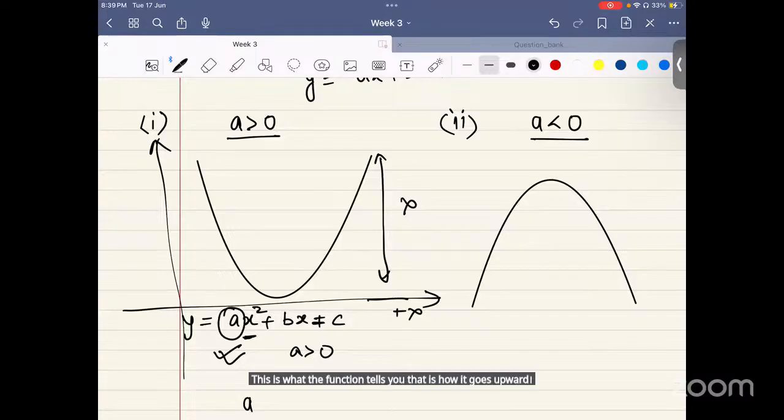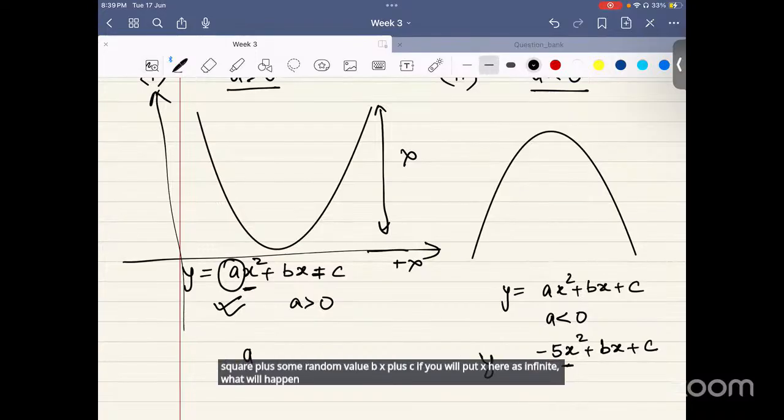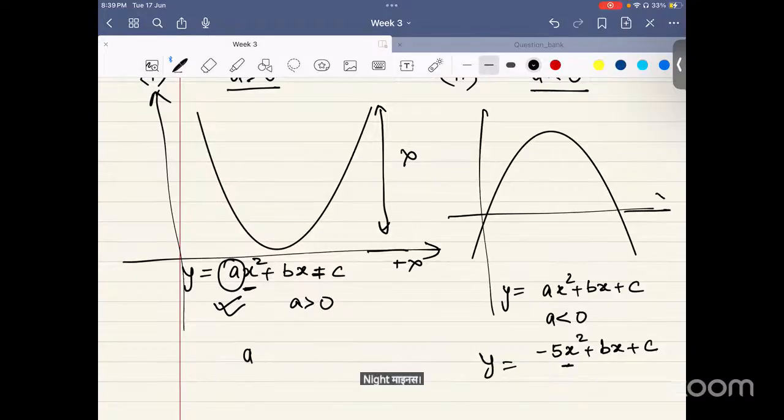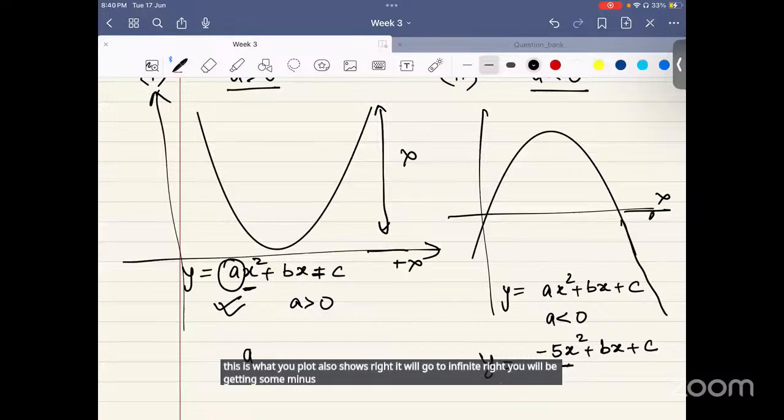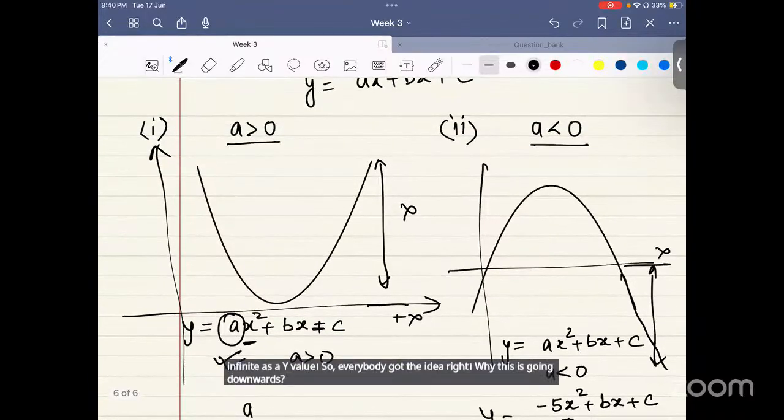If a was negative, let's say the function equals ax square plus bx plus c. Here a is negative, for example minus 5 x square plus some random value bx plus c. If you put x here as infinite, what will you get? Infinite or minus infinite? Minus infinite. Correct. And this is what your plot also shows, right? If you go to infinite, you'll get minus infinite as a y value. Everybody got the idea, right? Why this is going downward and why this is going upward?